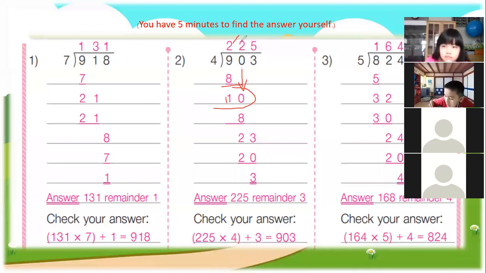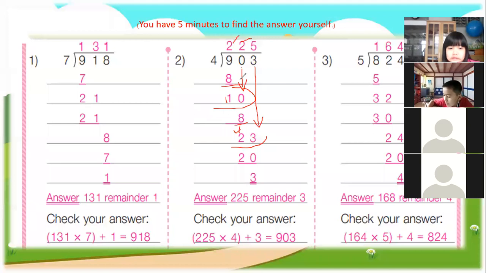So 4 multiplied by 2 is equal to 8. From 10, we are going to subtract 8. That means we will have 2. 2 will come down at the 10th place, and 3 will also be brought down from the 1 place. All right. So now we have the number 23.